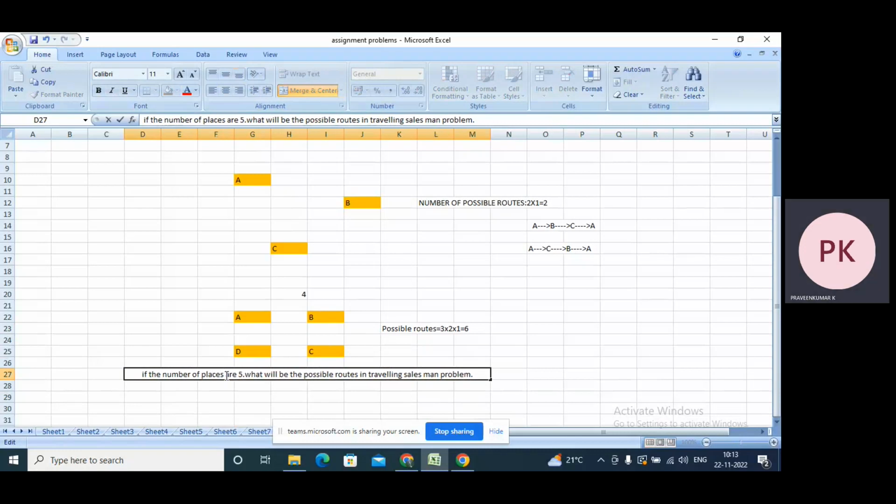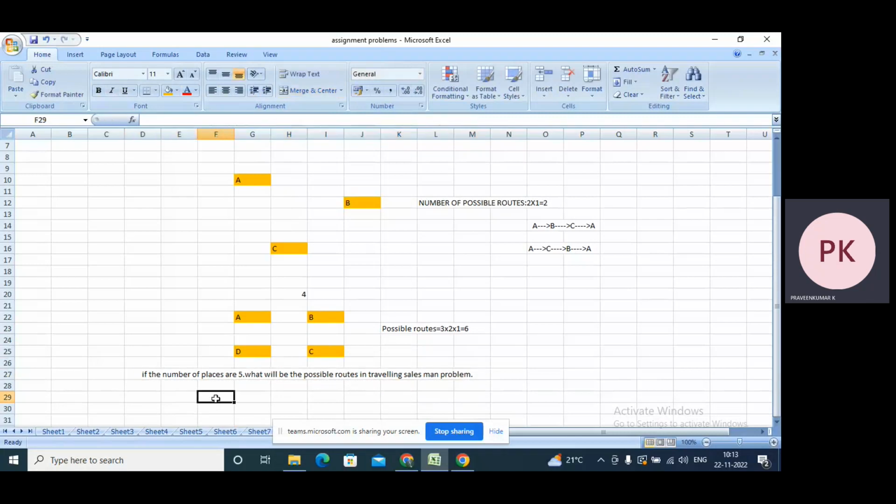The number of places is 5. What will be the possible routes in the traveling salesman problem? The answer is 5 minus 1, that is 4. So that is 4 into 3 into 2 into 1. This will be the number of possible routes, which becomes 24. 24 will be the possible routes in this case where the number of places is 5. Like that, you can expect a 1 mark GATE examination problem in the traveling salesman problem.